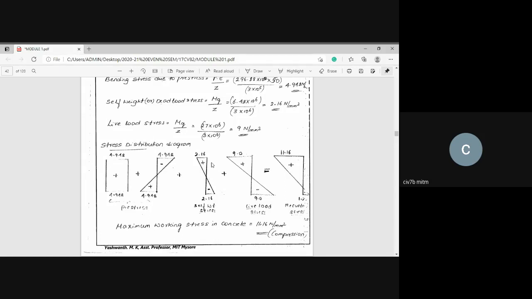when the beam is subjected to the external loads, tensile stresses will be developed at the bottom and compressive stresses will be developed at the top. Is it clear? And you can see, since it is 4.948, you reduce the distance a little bit. Next, live load stresses, 9 at the top and 9 at the bottom. Same thing. Write down a straight line.